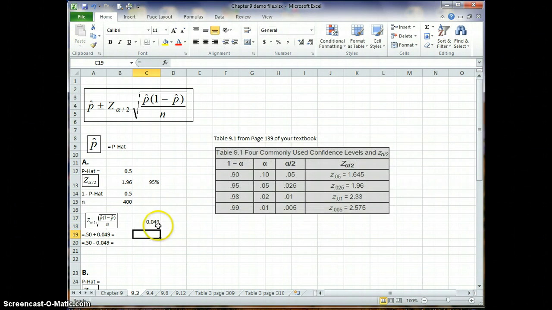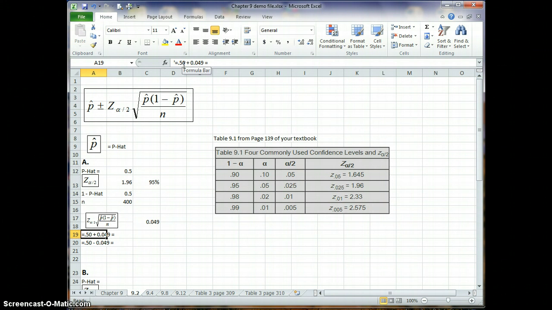And I've got an error in my formula. Didn't like something, but it worked out okay. The 0.049 would be correct for that. And then down here, I just wrote in the formula so you could see it.